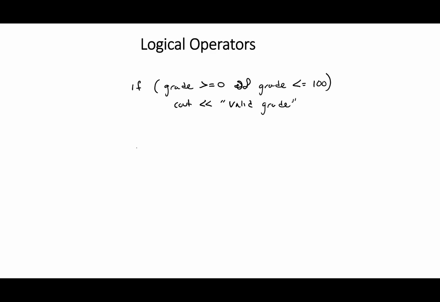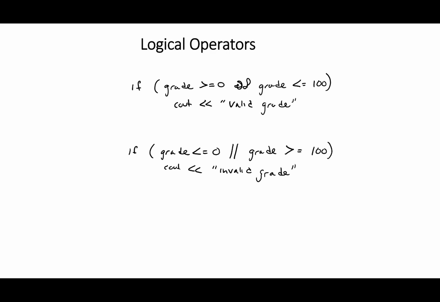So we could say if grade is less than or equal to 0 or grade greater than or equal to 100. This is saying if the grade is less than 0 or if it's greater than 100, we know that they entered an invalid grade, so then we could cout invalid grade. Either of these would be a good way to check to see if they entered a valid input.